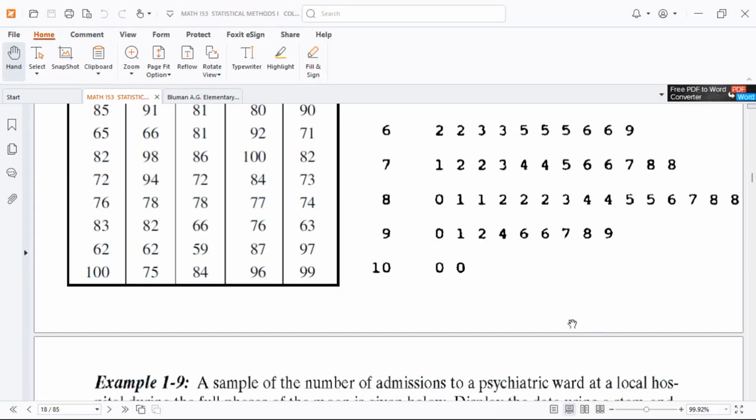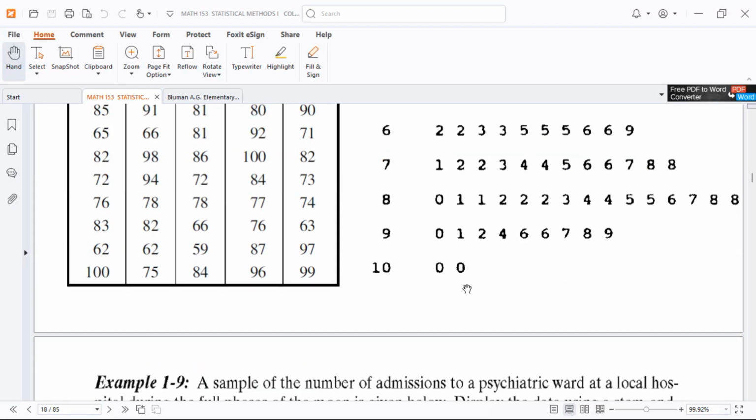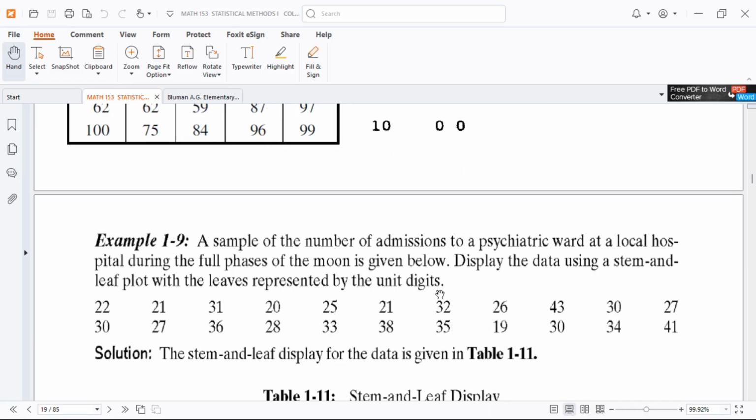Yes. So when we come here, you could see clearly that what we did at the back there is correct, right? So let's continue. We have another question here.